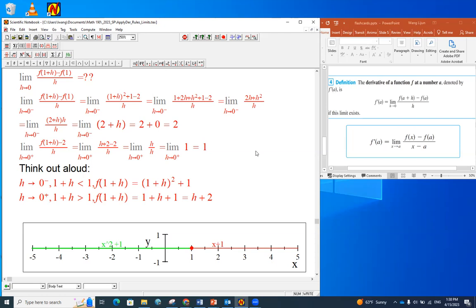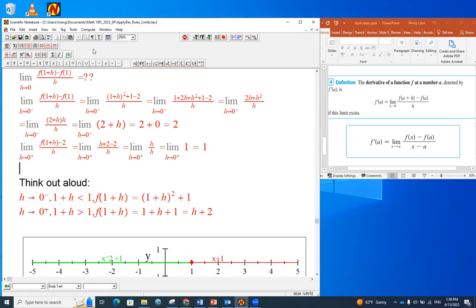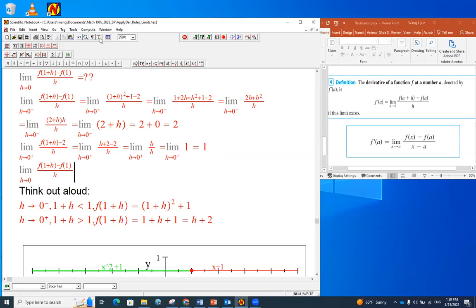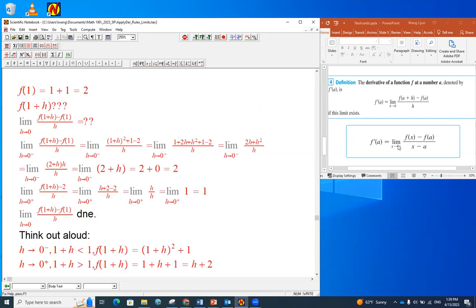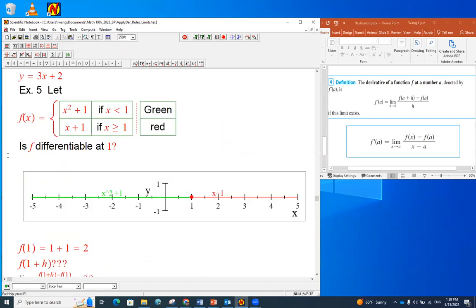So what we get here is that the limit from the left and the limit from the right are not the same. And what do we say? That limit does not exist. Okay, so this limit does not exist. DNE. And since the limit does not exist, therefore, the function is not differentiable at 1.